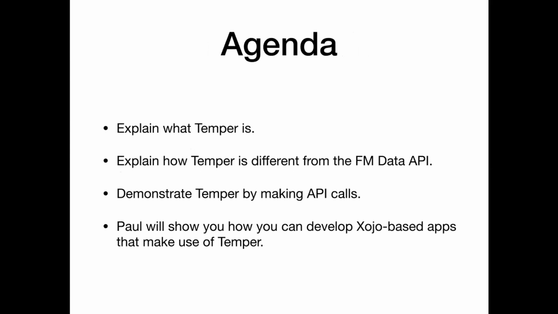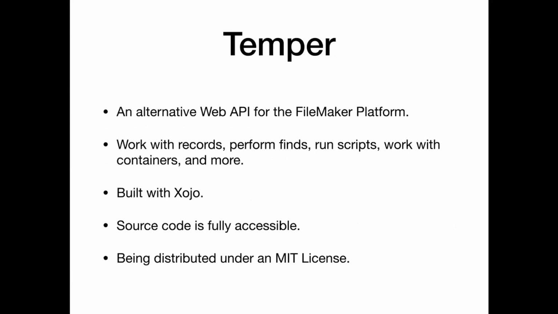So here's what we're going to do today. I'm going to explain what Temper is, how it's different from the FileMaker data API, if you're familiar with that. I'm going to demonstrate Temper by making some API calls, and then I'm going to hand this off to Paul. He's going to show you how you can create Xojo-based apps. He's, I think, got 3 different types of apps he's going to show us that use Temper to communicate with a FileMaker database.